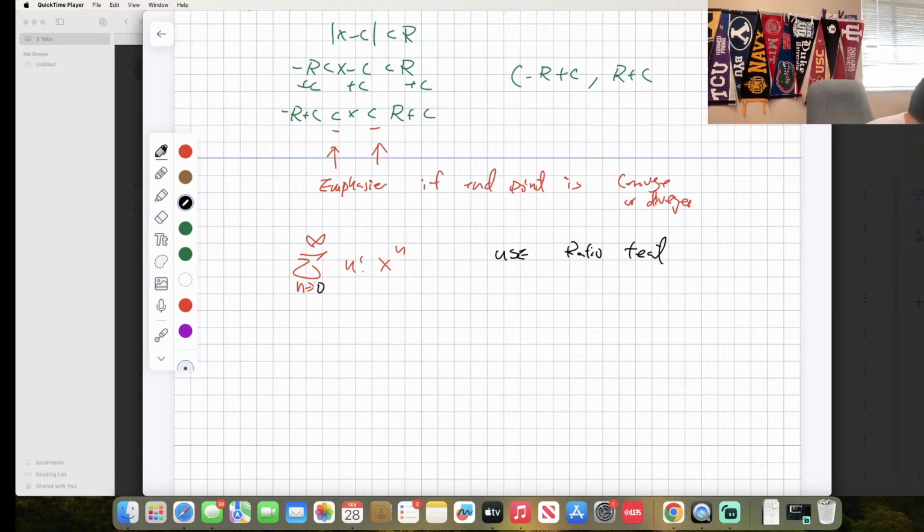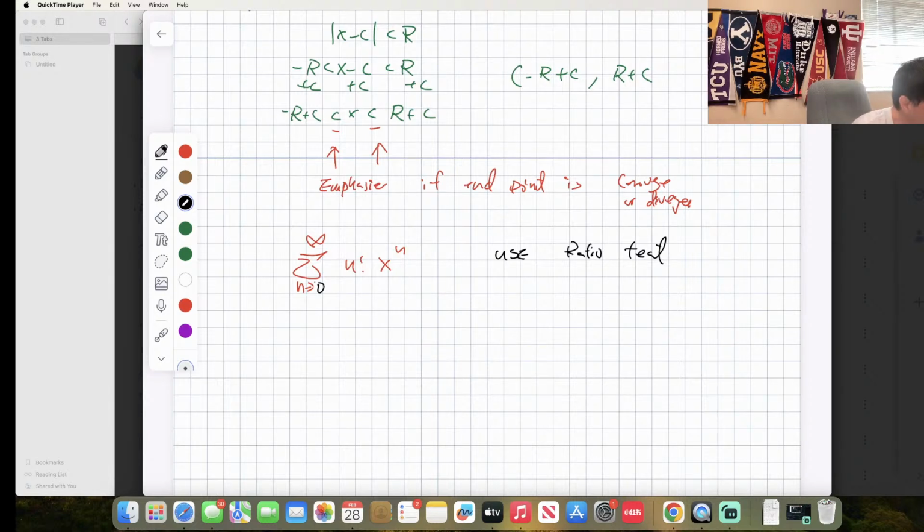Almost there. Use the 1, because we need that for the interval. Oh, we needed something that's less than 1 to converge. We need the ratio test to be less than 1 because this time it's not a geometric series.